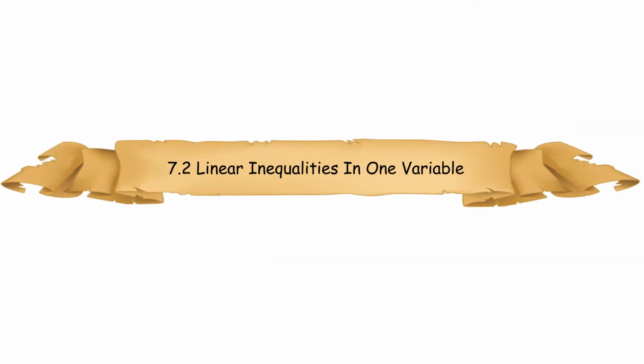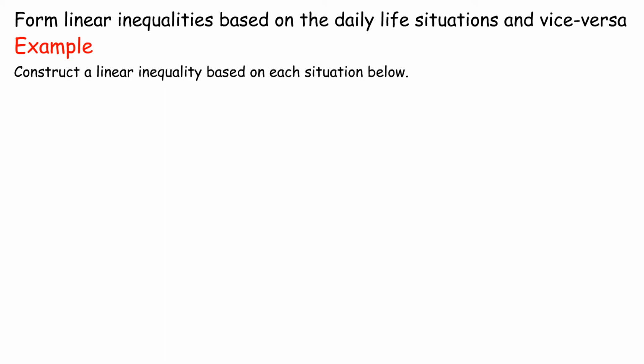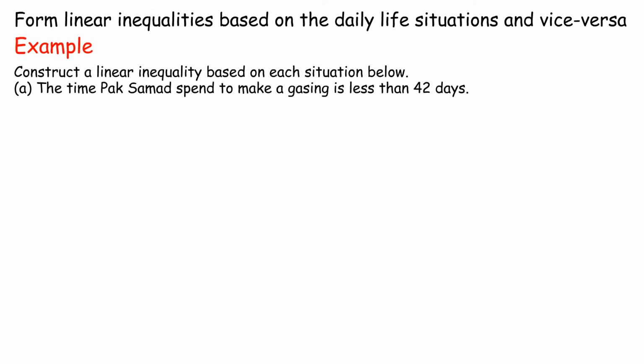7.2 Linear inequalities in one variable. Form linear inequalities based on daily life situations, and vice versa. Example: construct a linear inequality based on each situation below. A. The time Pak Samad spends to make a gasing is less than 42 days.